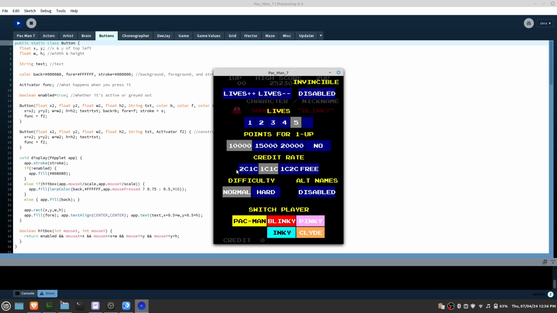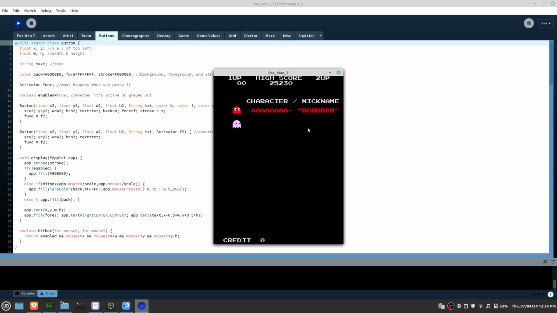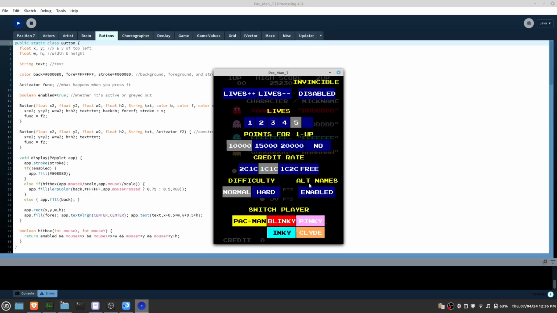So yeah, I added all four of the modes, even though it really just boils down to how many times you have to press shift. For difficulty, they had normal and hard mode, and then for some reason they also had alternate names, which is really funny. It just does this. Yeah, I think that might have just been to test out the text display, which, whatever.